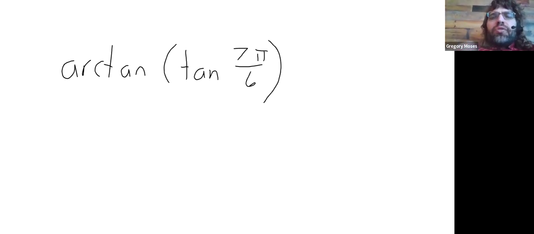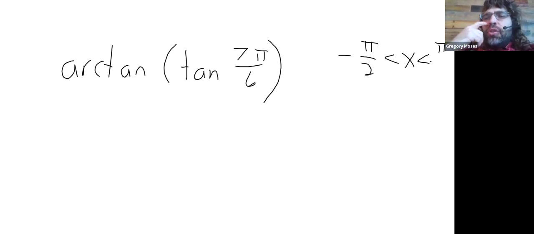And we'll start by observing that 7 pi over 6 is too big for these two things just to cancel out. The arctangent and the tangent only cancel when x is between negative pi over 2 and positive pi over 2. This is significantly bigger than positive pi over 2.